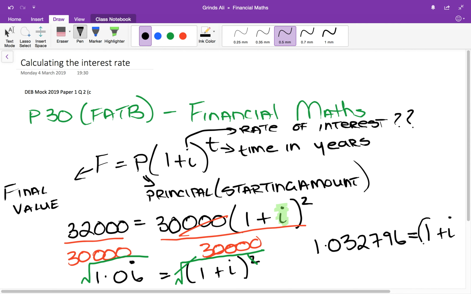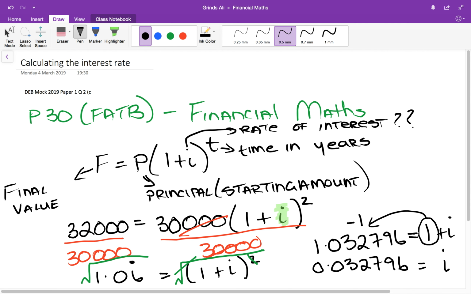Right, next thing I want to move is this 1. So what happens when I move this 1 over here? Change signs. Yes, so it becomes minus 1. Excellent. So what's that number in your calculator minus 1? 0.0327956. Okay, so same number, just without the 1 because we've just minus the 1. Now, it says here in your table book that i is the annual rate of interest as a decimal or a fraction.